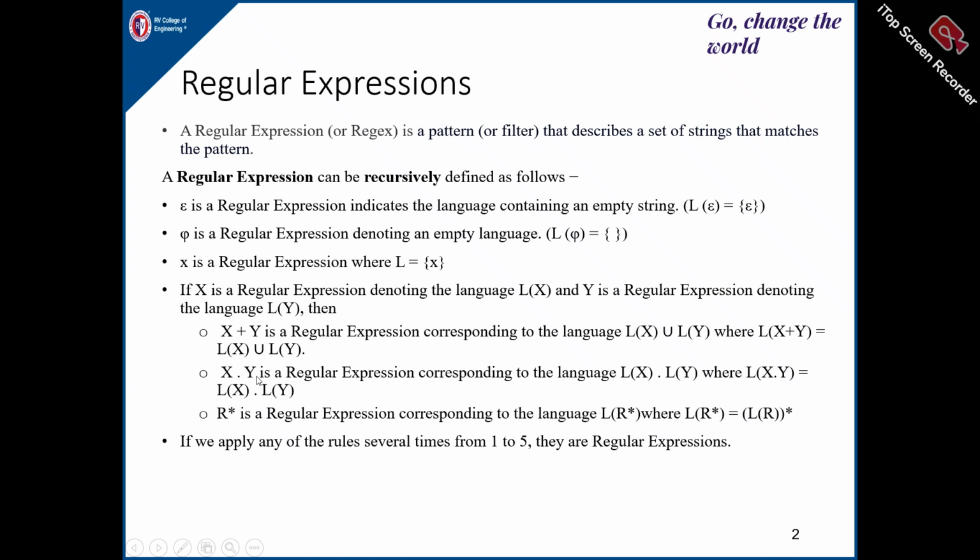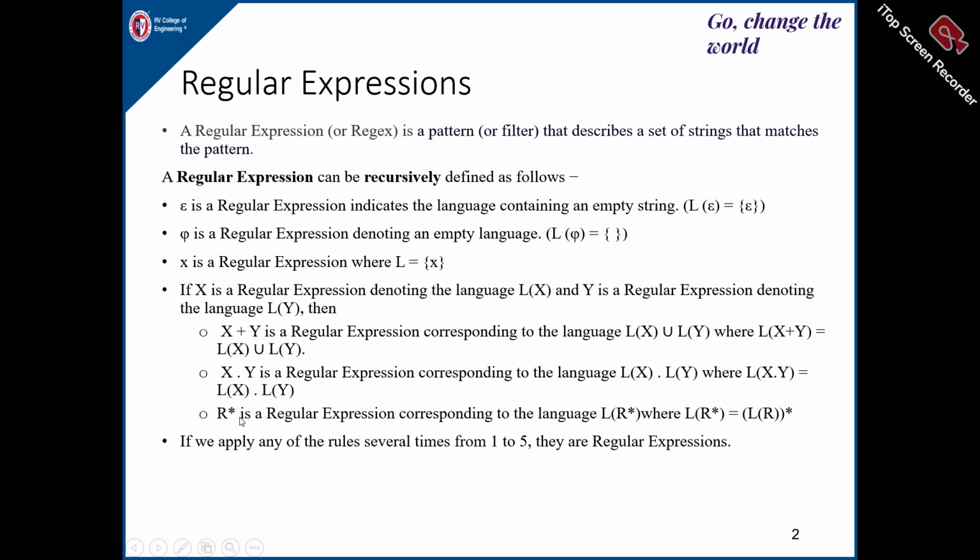Similarly, this is called the union operator, then the concatenation operator, and this is the Kleene closure operator. If xy is the regular expression which corresponds to L of x concatenated with L of y, where L of xy is equal to L of x dot L of y, it means if you pick one string from x and another string from y, then L of xy will be the string from x followed by the string from y.